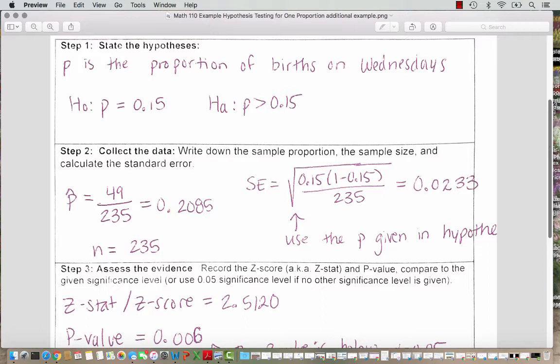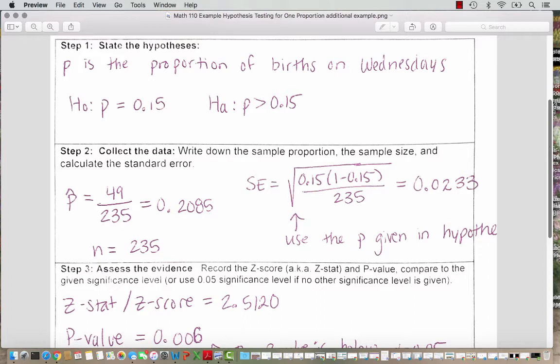So we see that does look to be, just eyeballing it, higher than 0.15. We can't say for certain without doing a hypothesis test if that difference is significant or if it's something that might have happened just by chance, since we know that there's variation anytime we do a random sample. Our sample size N is 235.